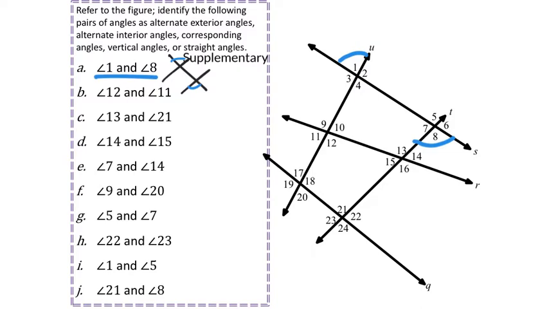So I can see that I have a transversal, right? The two angles have to be on the same line, and whatever that line is, it's going to be the transversal. It looks like that's line S on the diagram. But these two are then on the exterior of the two lines that are not transversals, and they're on opposite sides of the transversal. That makes angles 1 and 8 alternate exterior angles.